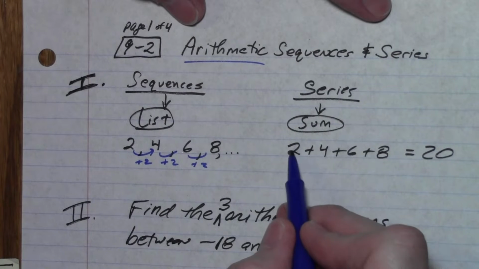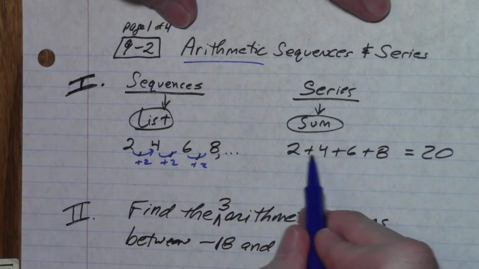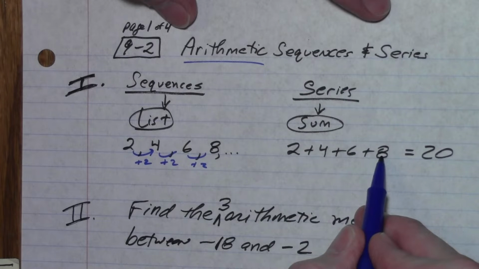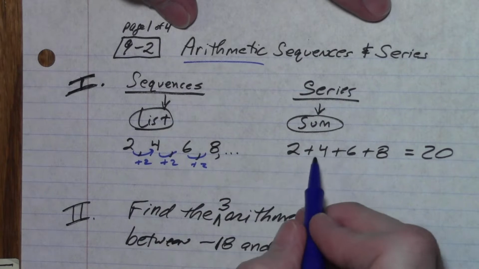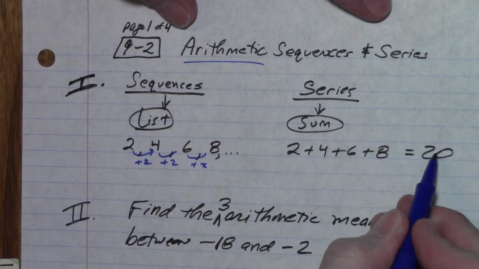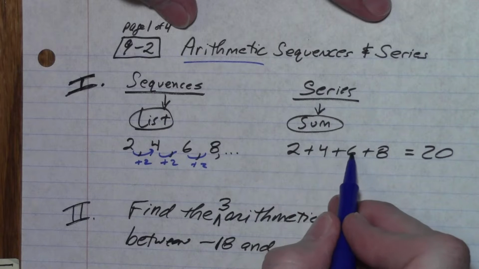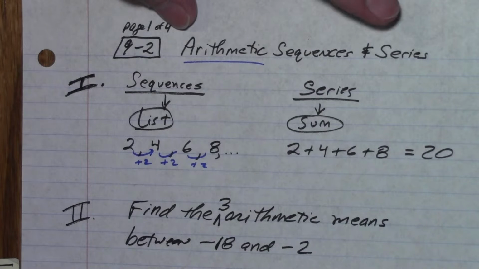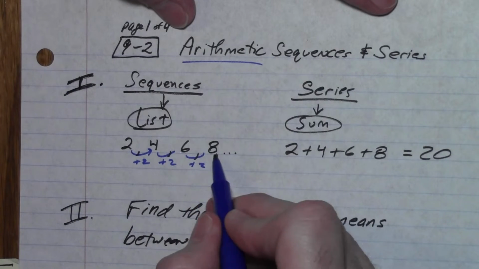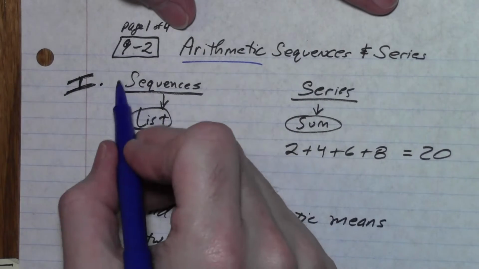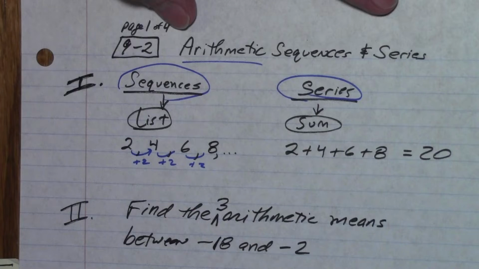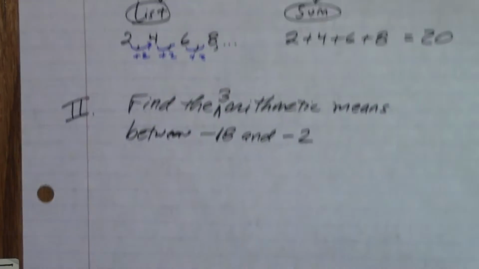So this one is adding all of those, so it's adding the first 4 terms. It happens to be a sequence where you're just getting the total. So 2 plus 4 plus 6 plus 8 comes to 20. You don't do that if you're just simply listing them. So these words are very important to recognize the difference.